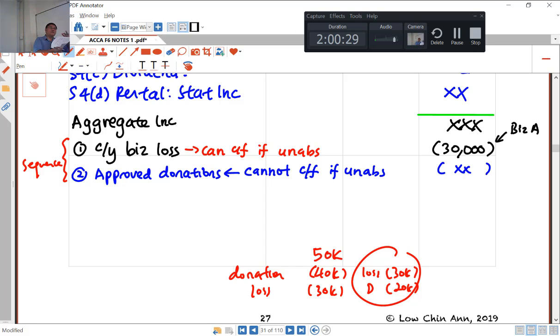All right. So that's why it's not wrong for the government to tax you, because they need the money to do their things. Okay. Now, the whole idea at the end of the day is this. So that's why we minus the loss first, then donation.